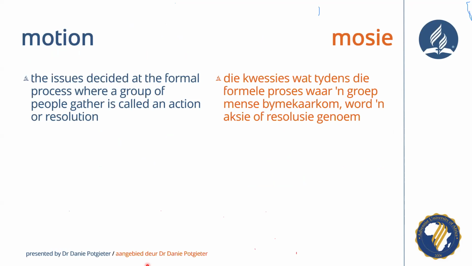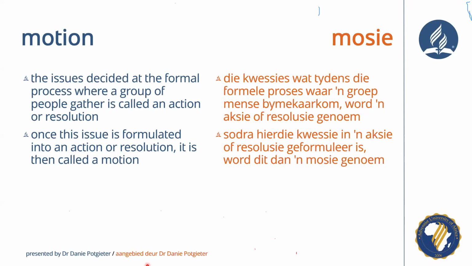And so, when we discuss motions, the issue is decided at a formal process where a group of people gather. It is called an action or a resolution. There are some technical things, but once the issue is formulated into an action or resolution, it is called a motion. I think on one of the slides that I fixed, not this particular one, once it's seconded, technically it's called a motion, and from there we deal with it as a motion. And so you can accept it verbally from the floor, or you can accept a motion on the agenda. Sometimes they also require a second for motions to be formulated that way, but we don't normally do that.